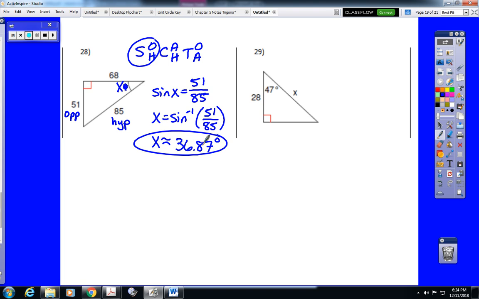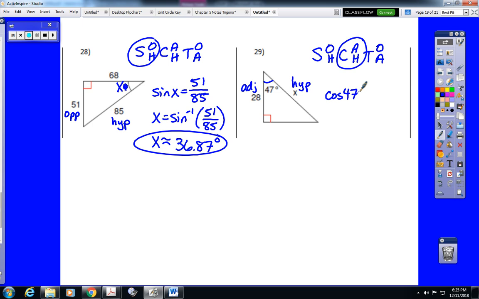All right, on 29, we're back to ones where it does matter which trig function we use. So again, we just need to figure out which one we're supposed to use: sine, cosine, or tangent. Well, there's the angle. 28 is adjacent, x is hypotenuse. Adjacent and hypotenuse would mean cosine. So the cosine of the angle, 47 degrees, is the adjacent over the hypotenuse. X is on the bottom. That means x is equal to 28 divided by the cosine of 47 degrees.